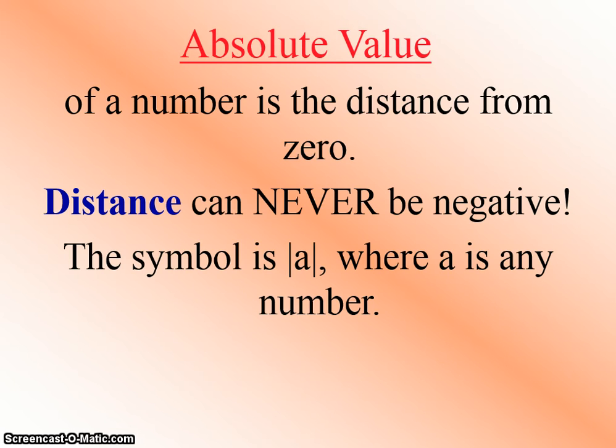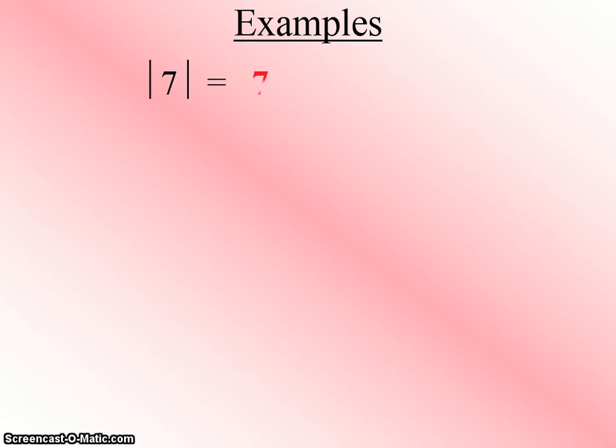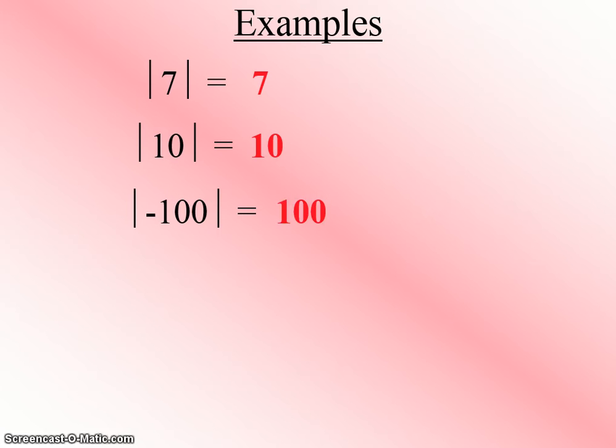Okay, absolute value, it's the distance from 0. Distance can never be negative, that's why it's always positive. The symbol for it is the 2 parallel lines on each side of the number or the letter. Okay, now here, the absolute value of 7 is 7. The absolute value of 10 is 10, because it's 10 places on a number line. The absolute value of negative 100 is positive 100, because it's talking about the distance from 0. 5 minus 8 would be negative 3, but then when we pull it out, it becomes positive 3.